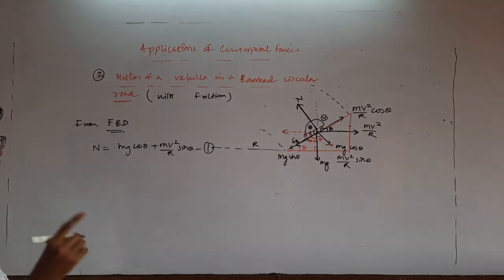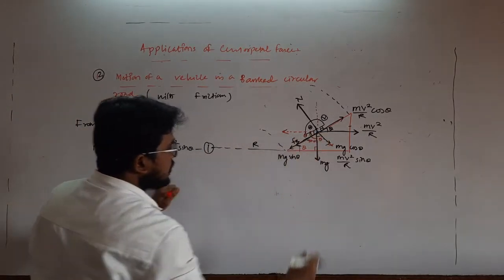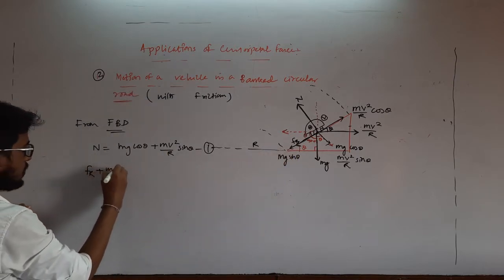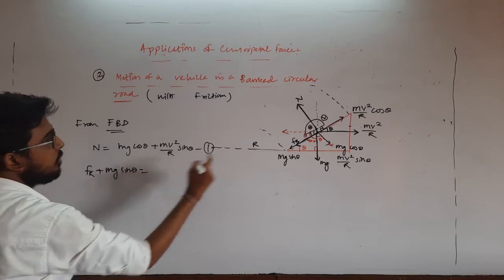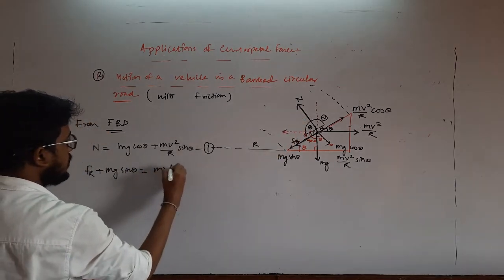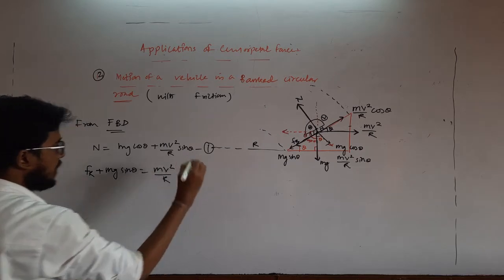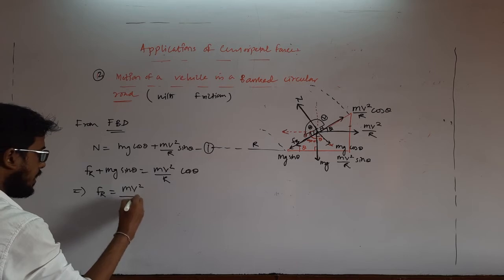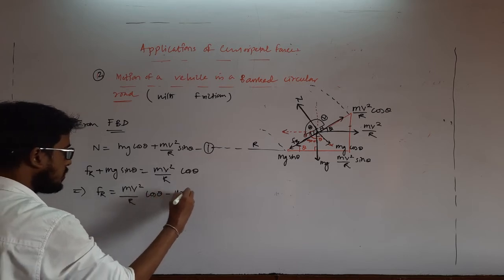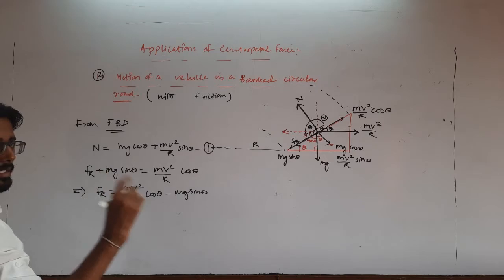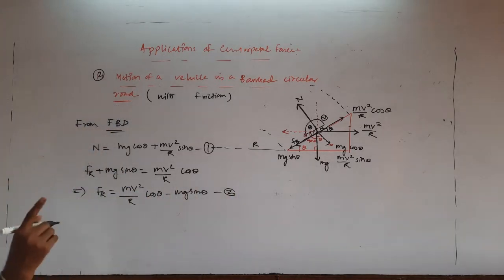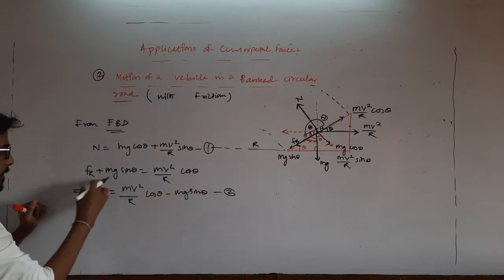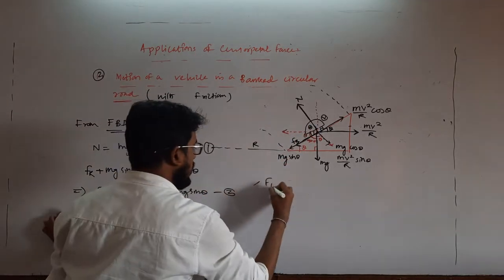Equation 1. Clear? And what is the frictional force? Along this direction we can write the frictional force Fr plus mg sin theta is equal to how much? The upward force is mv square by r cos theta. So from this I can write the frictional force Fr equal to mv square by r cos theta minus mg sin theta. Clear? Let it be equation 2. Okay, the body is in balanced or equilibrium condition, there is no sliding. So from this, what is the maximum frictional value?